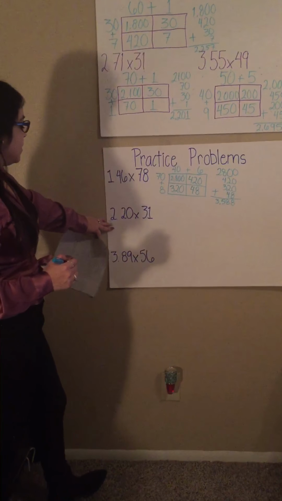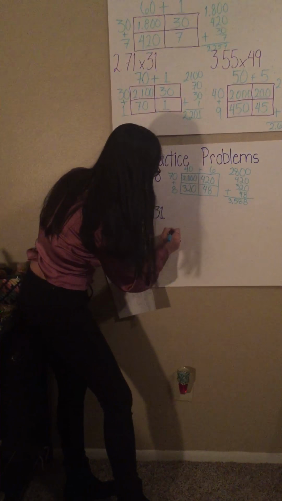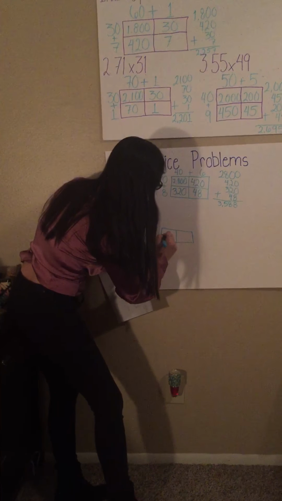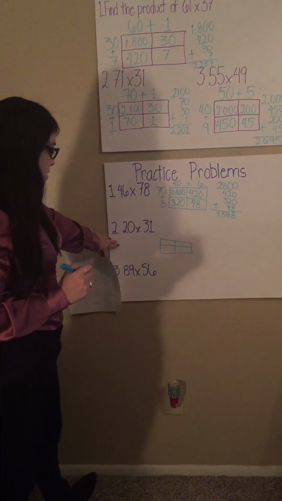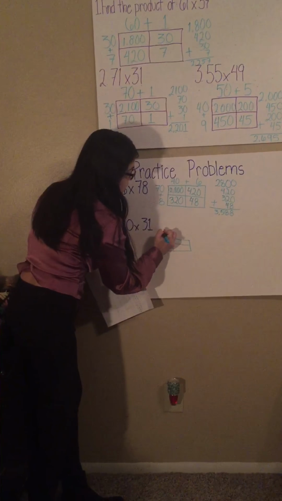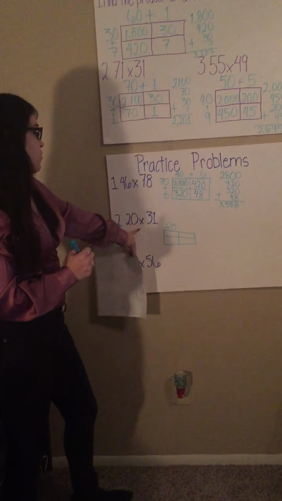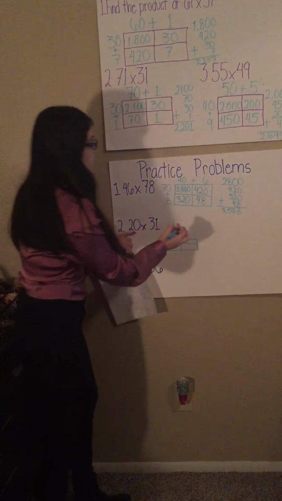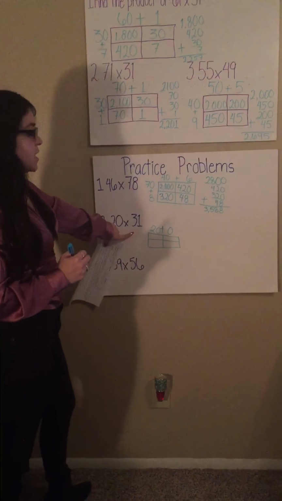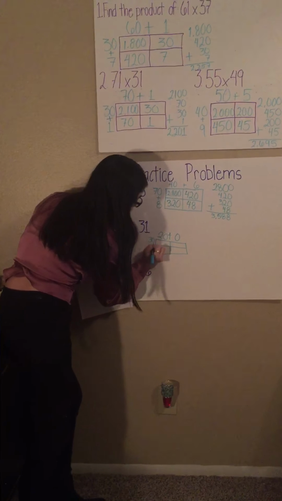Then the next one, we have 20 times 30. So let's do our box first. And then we have to do the expanded notation. Our first number is 20, so for that, we do 20 right there. And then our ones is just a 0, so we're just going to leave it as a 0. So 0 on this side. And then our second number, we have 31, which is 30 plus 1.